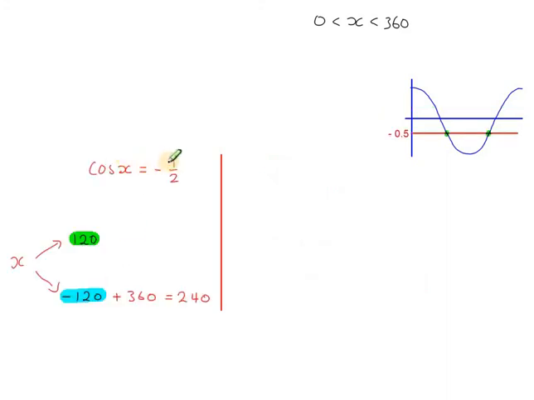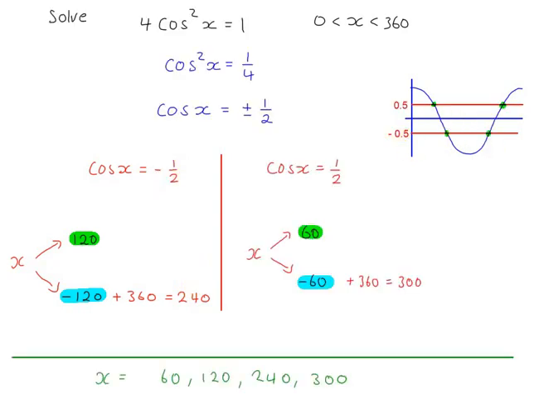Cos x equals minus a half, so the cosine ratio this time, minus a half, is here, and we can see that there are two solutions in that interval. Cos inverse of minus a half gives 120 degrees, change the sign, add 360, we have this solution and this solution, which are both valid. And we should list all of our valid solutions at the end.